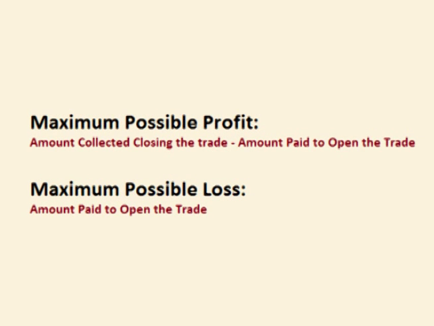If the trader ends the trade by closing both options at the same time, his maximum possible profit is the difference between the amount he collects closing the trade and the amount he paid to open the trade. His maximum possible loss is the amount he pays to open the trade. So that is a long calendar spread.